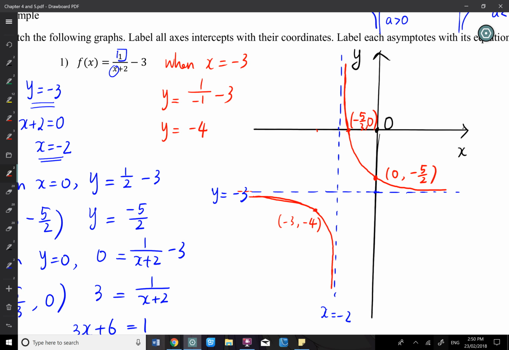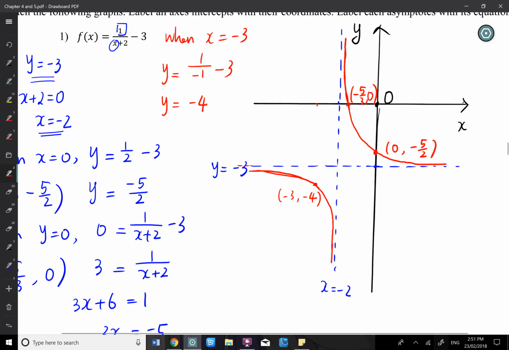Oh, so you recommend it? I recommend putting a point here. It's just more accurate to sketch. Just make it clear, not an estimate.